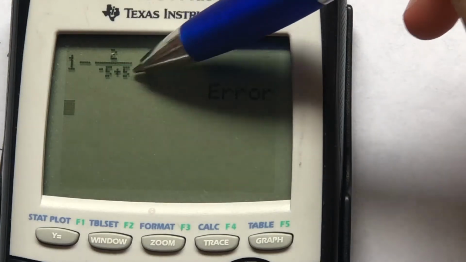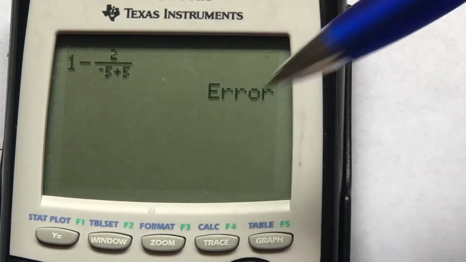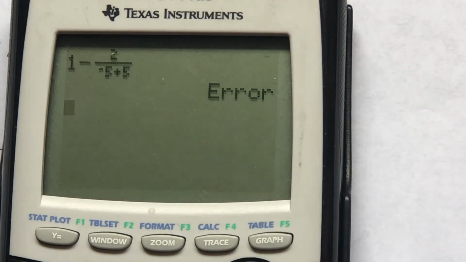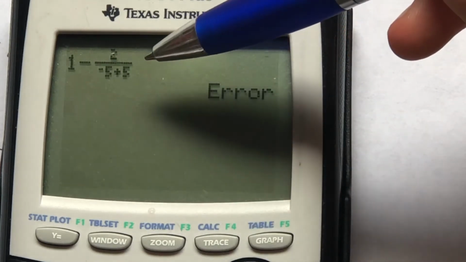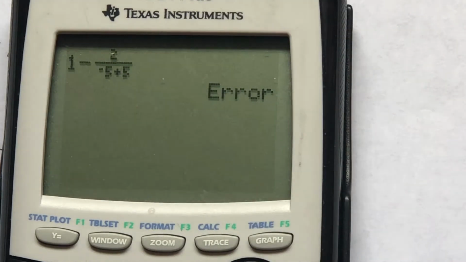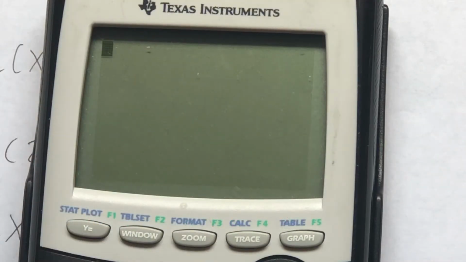Exactly. -5 plus 5 is 0. You can't divide anything by 0 because you'll just get error. It's not going to work. So you can't subtract a non-existent answer from 1 and then have that equal what you want it to equal. So -5 is out of the picture. Let's try it with -4. And you get -1.